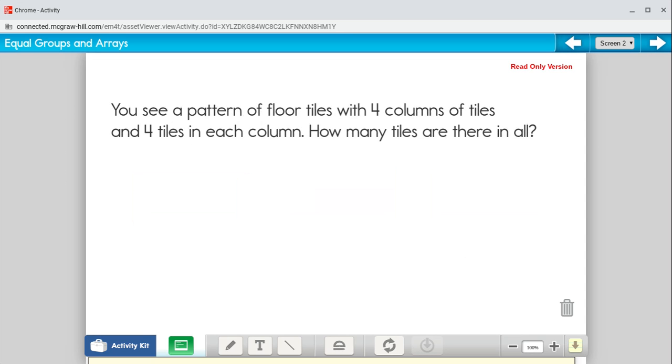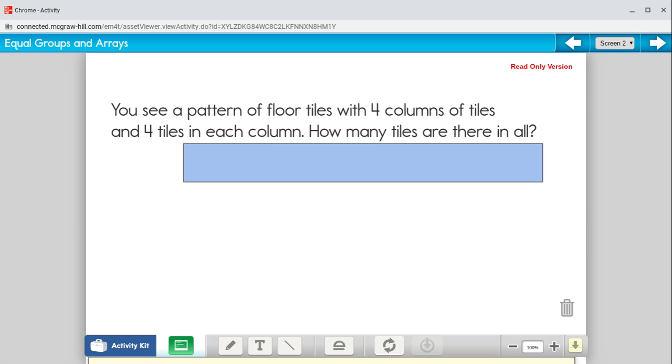All right, second one. You see a pattern of floor tiles with 4 columns of tiles and 4 tiles in each column. How many tiles are there in all? All right, so now columns run up and down, and rows run left to right. Most of the time we work with rows, right? But sometimes you will see the word columns, and I want you to know that columns run up and down. So for this one, I've created rows, but you're going to see that the tiles in those rows actually create the columns. So let me show you what I'm talking about.